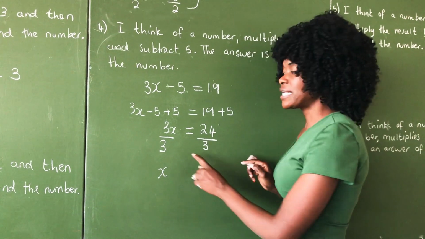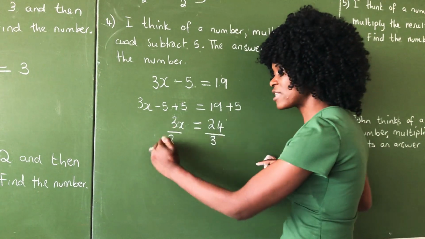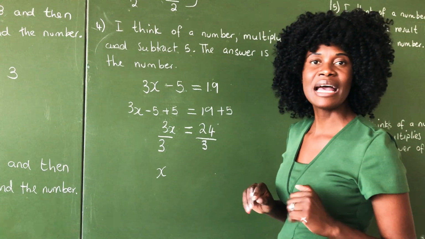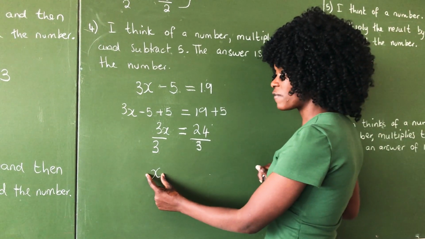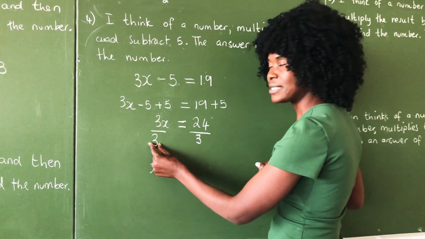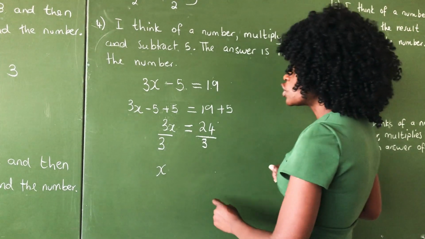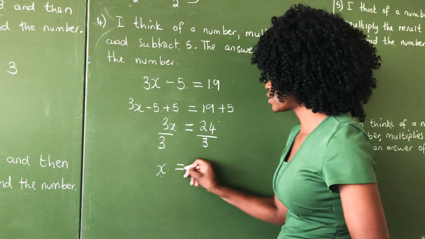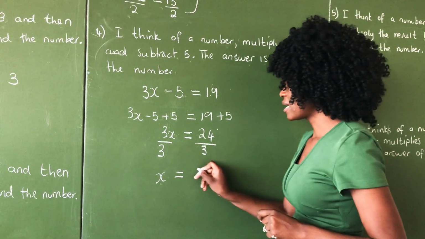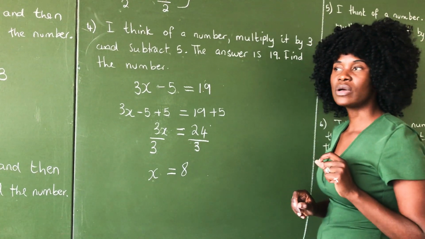We do not divide by 3x here, because if we divide by 3x, everything will divide exactly into each other, leaving us with nothing to solve. So we are looking for the value of x, so we only divide by the coefficient which is being multiplied by the letter. So if we divide by 3 here, we'll be left with variable x equals 24 divided by 3, which gives us 8. Meaning the number that we've been looking for is 8.